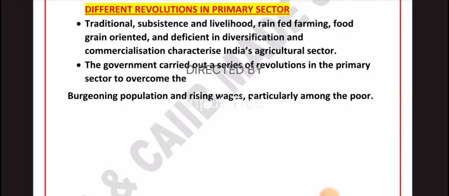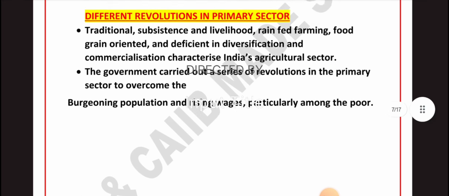What does it mean? It means agriculture practices that rely heavily on rainfall for irrigation and crop growth. So farmers in rain-fed areas depend on seasonal rainfall to water their crops and do not have access to advanced irrigation systems or water resources. The third is food grain orientation. The agriculture sector in India has historically focused on production of food grains such as rice, wheat, and maize. The government has prioritized ensuring food security by promoting the cultivation of these crops to meet the country's demand for staple food items.